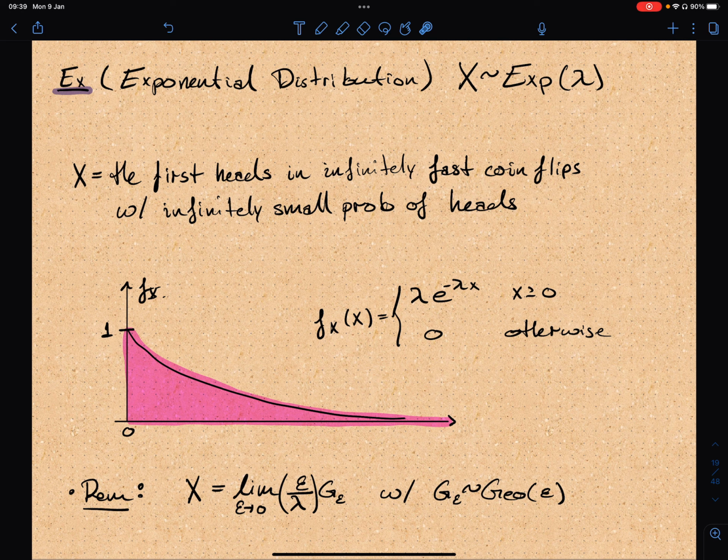And the way that you can get your first head faster is if you start flipping faster. So in here, this is a continuous limit where the probability of getting heads is going to 0, meaning that it's going to take you more coin flips. But to counteract that effect, you start flipping your coins faster, and it's going to be infinitely faster, so that you arrive at the first heads within a finite amount of time. And since you're flipping much faster, then it's going to be any number in the real line. So this is going to be the interpretation of the exponential random variable, and the distribution is given by this.